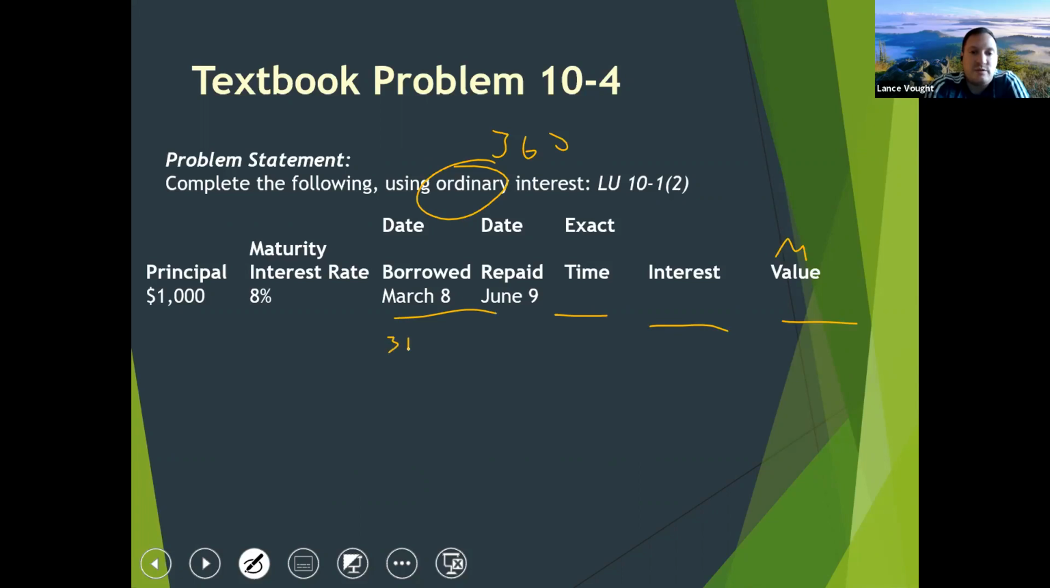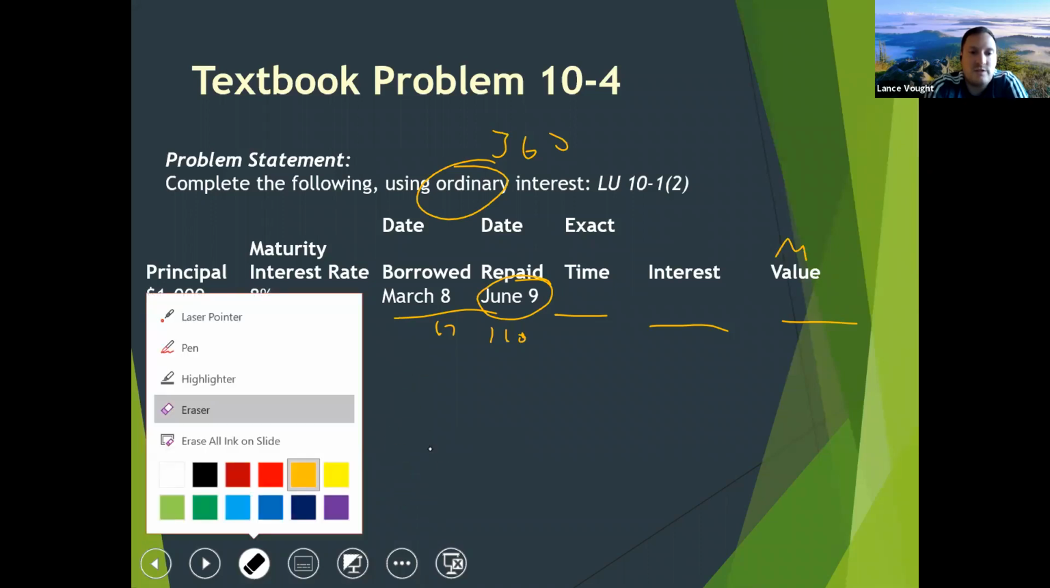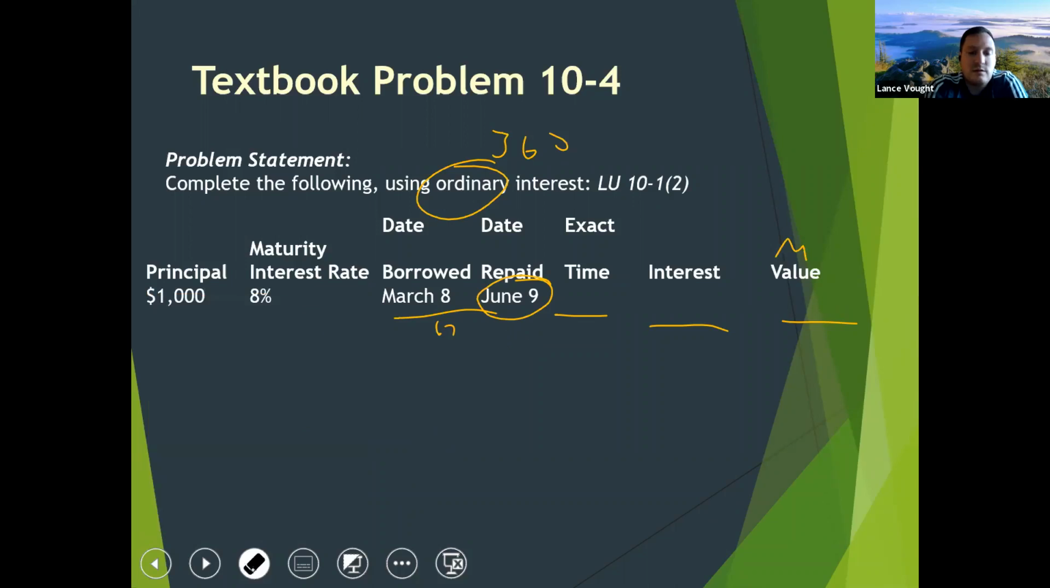So we have 31, 28, 30. So this is day 67. And then this very, very special day is 30, 31, 30. So we have 59, 90, 120, 151, 160. Does anyone know what's so special about that day? Why I circled it? 160 minus 67 should give you 93 for here.